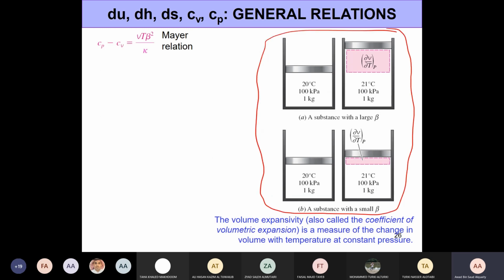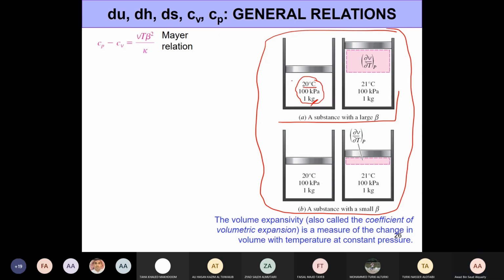All right, now let's look at this graphic right here to get a better feel for how things change with beta. In case A, the figure on the top, we initially have air within the cylinder at 20 degrees Celsius and 100 kilopascal pressure. We're having 1 kilogram of air, let's say.